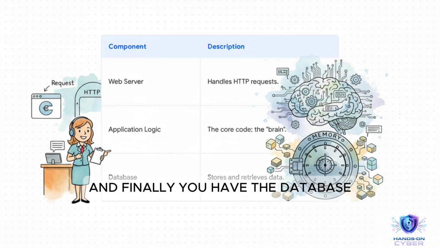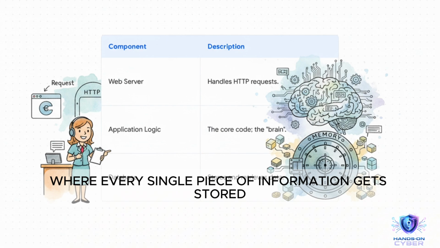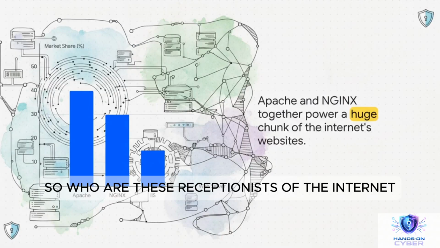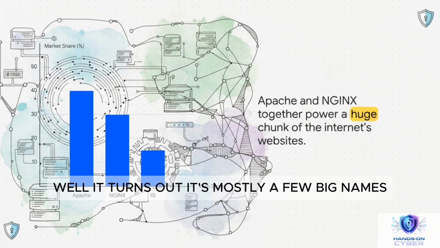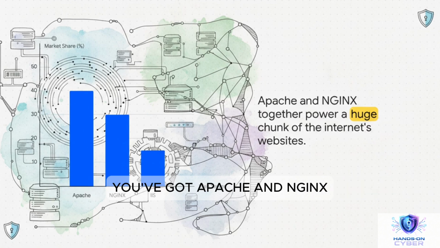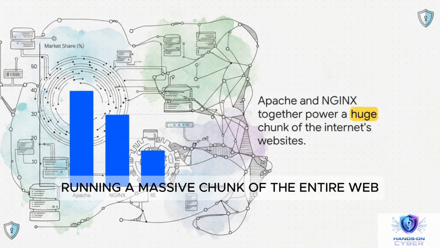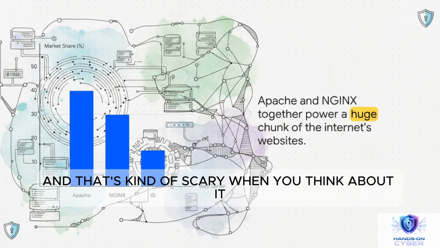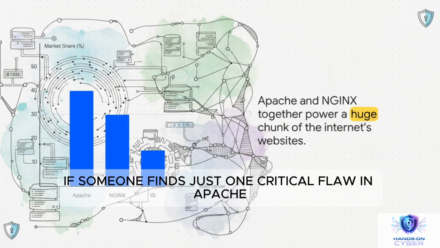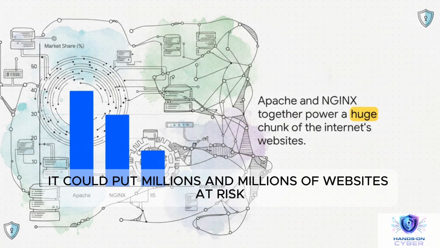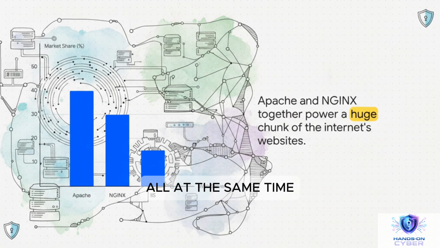And finally, you have the database. That's the app's long-term memory, where every single piece of information gets stored. So who are these receptionists of the internet? Well, it turns out it's mostly a few big names. You've got Apache and Nginx running a massive chunk of the entire web. And that's kind of scary when you think about it, because it means if someone finds just one critical flaw in Apache, it could put millions and millions of websites at risk, all at the same time.